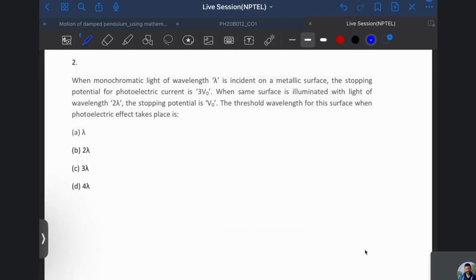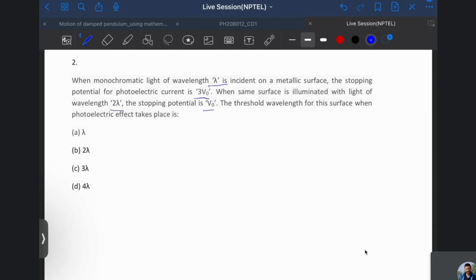Okay, so then let's move to our second problem. Here the question is, when monochromatic light of wavelength lambda is incident on a metallic surface, the stopping potential for photoelectric current is 3V0. Okay. When the same surface is illuminated with light of 2 lambda, the stopping potential is V0. Okay. The threshold wavelength for this surface when photoelectric effect takes place is. So it is asking us the threshold wavelength.